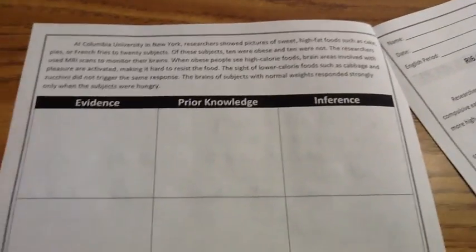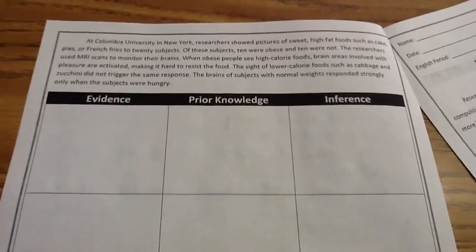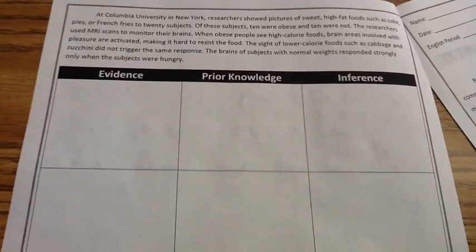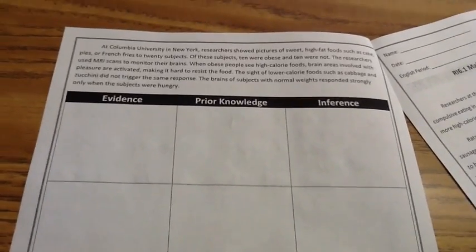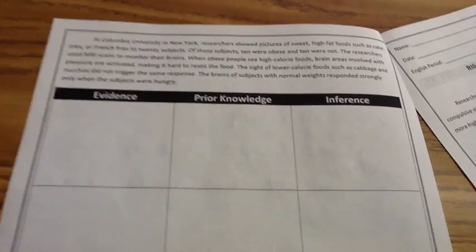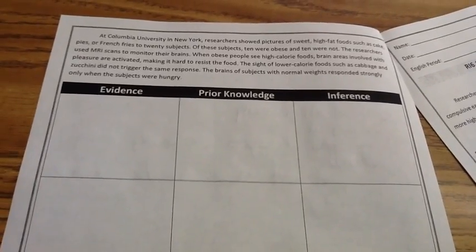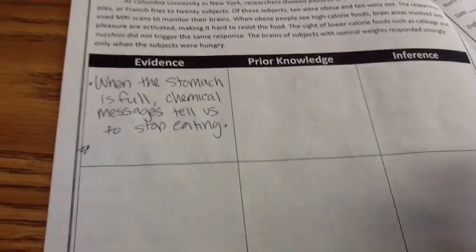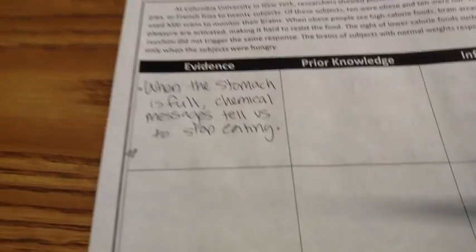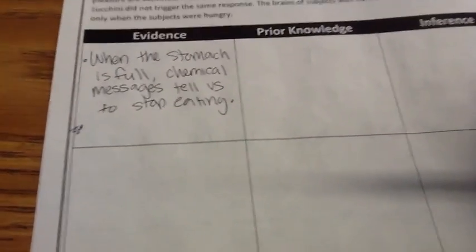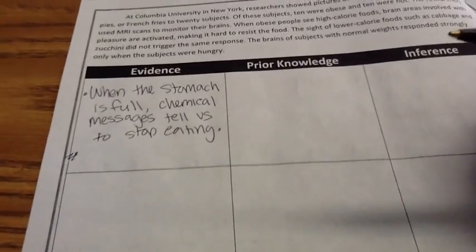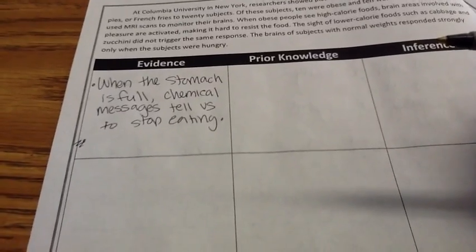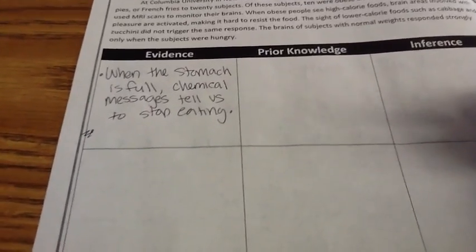All right, let's go ahead and do our practice. Look at the chart. You'll see that we have space for our evidence, our prior knowledge, and an inference that we can make. I'll provide the evidence and give some examples of prior knowledge so that we can make inferences together. All right, the first evidence that I found was on the first page. The passage talked about how when the stomach is full, chemical messages are released to our brain and they tell us to stop eating. I'm going to combine this with my own experience that has to do with this.